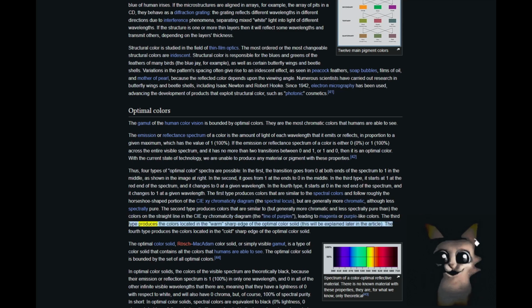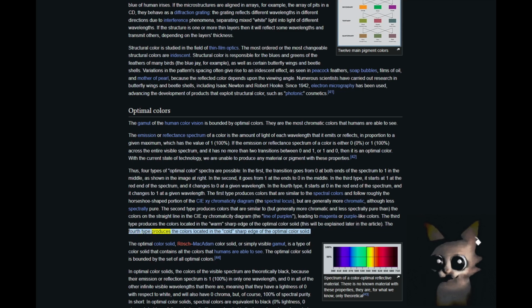The third type produces the colors located in the warm, sharp edge of the optimal color solid. This will be explained later in the article. The fourth type produces the colors located in the cold, sharp edge of the optimal color solid. Spectrum of a color optimal reflective material. There is no known material with these properties. They are, for what we know, only theoretical.